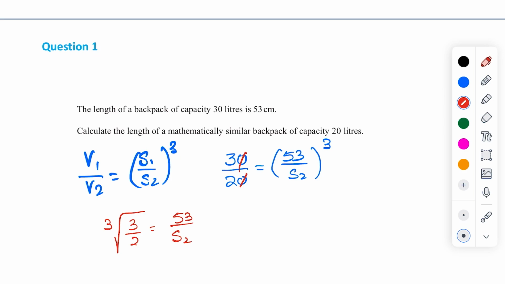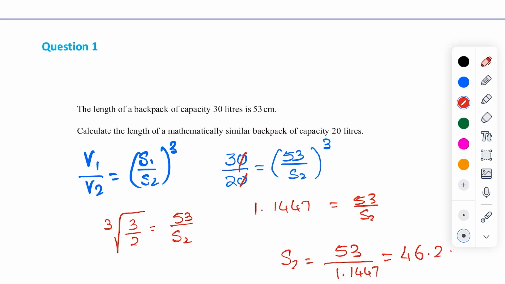So when I take the calculator, cube root of 3 upon 2 should be giving me 1.144, so 1.1447 equals 53 upon S2. So S2 equals nothing but what? 53 upon 1.1447. When I take the full calculator display, I will be getting 46.3299, in three significant figures, 46.3 centimeters.